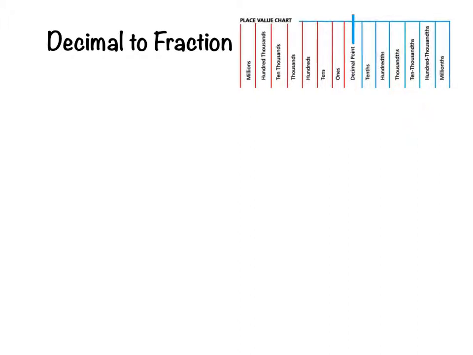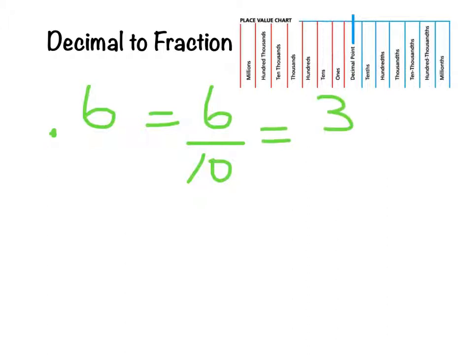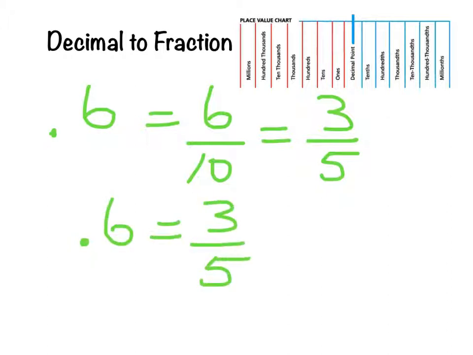Let's look at one example. If I have 0.6, the way I truly read that is 6/10. The way you say it is the way you write it as a fraction. So therefore, 6/10, then I'm going to simplify to 3/5. 0.6 or 6/10 equals 3/5 as a fraction.